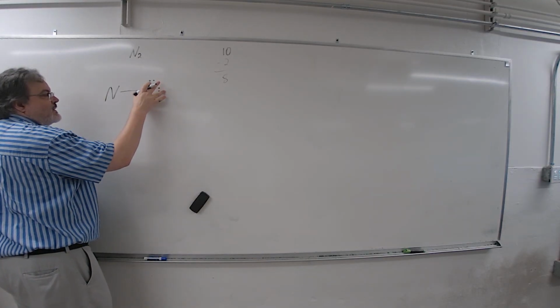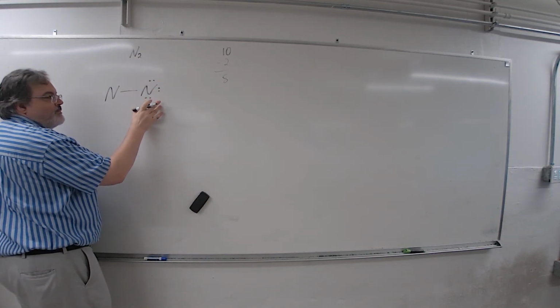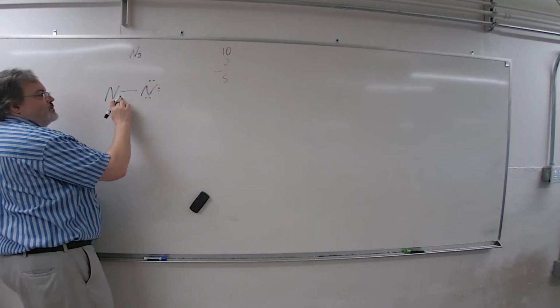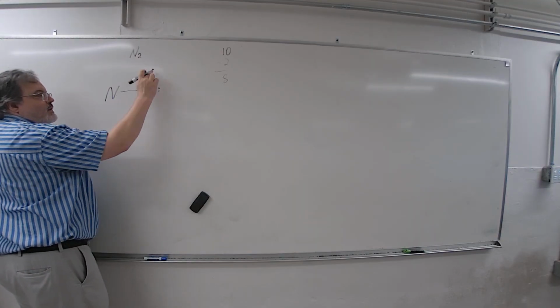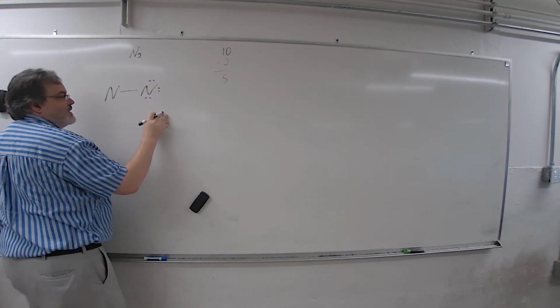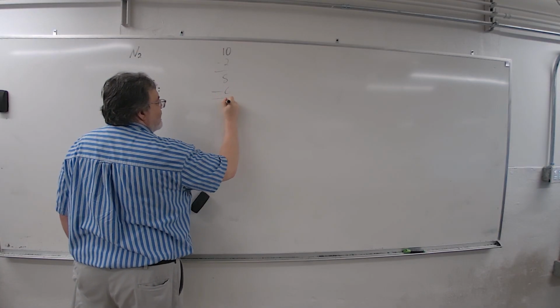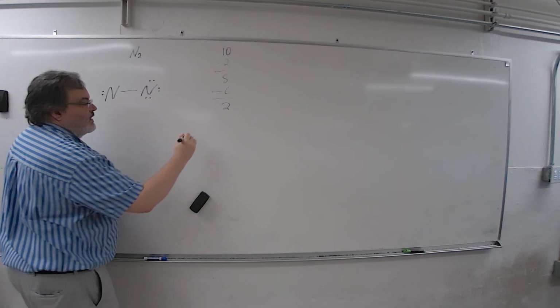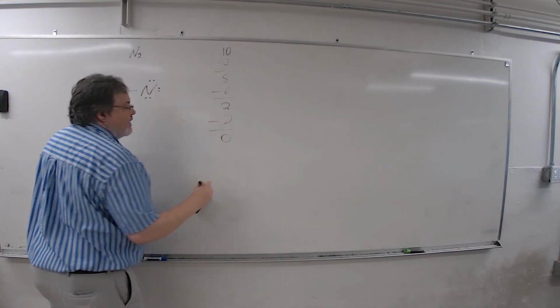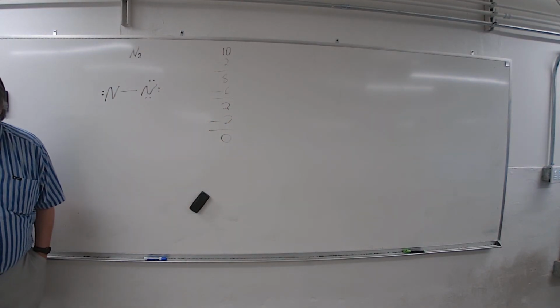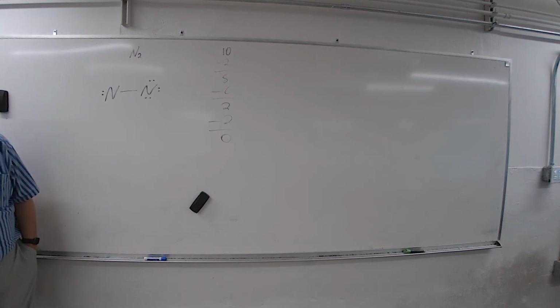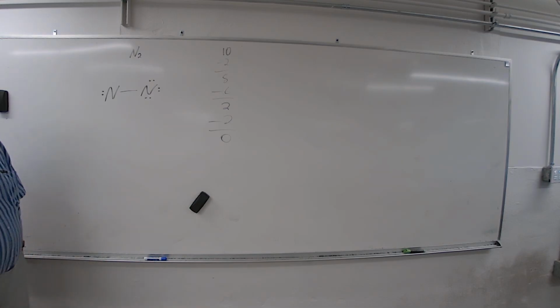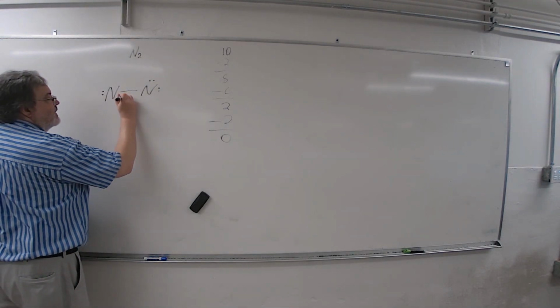So that one gets its octet. That's 6 electrons, right? 2, 4, 6. I took 2 away already. And then 2, 4, 6, I've given that one its octet. I've got 2 left, and I'll put them over here. So now I'm out of electrons. Now I'll look at, does everything have its octet? But I don't have any more electrons.